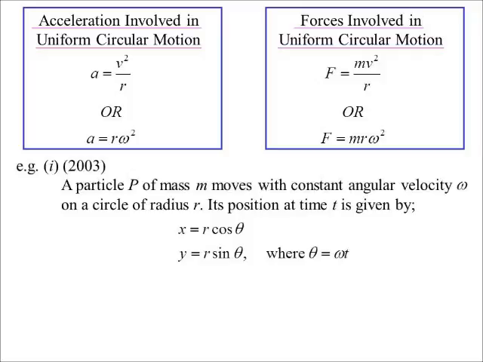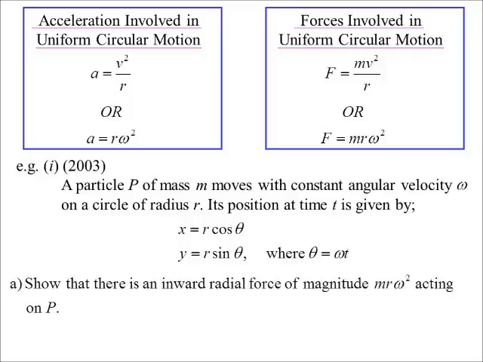Okay, so we have a particle of mass m moving at constant angular velocity in our circle. These are the parametric coordinates. We're just travelling in a circle, so its x coordinate is r cos theta, its y coordinate is r sine theta. Show there is an inward radial force, m r omega squared, acting on P. That's just a fancy way of proving mv squared on r, or m r omega squared, and the direction is towards the centre, an inward radial force.